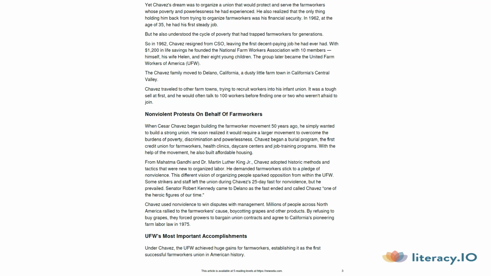With $1,200 in life savings, he founded the National Farm Workers Association with 10 members: himself, his wife Helen, and their 8 young children. The group later became the United Farm Workers of America, or UFW. The Chavez family moved to Delano, California, a dusty little farm town in California's Central Valley.